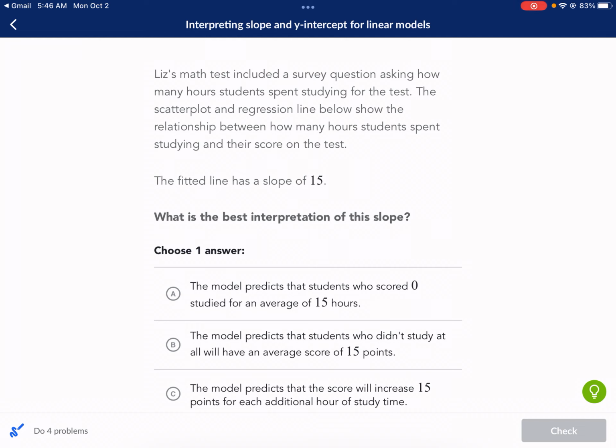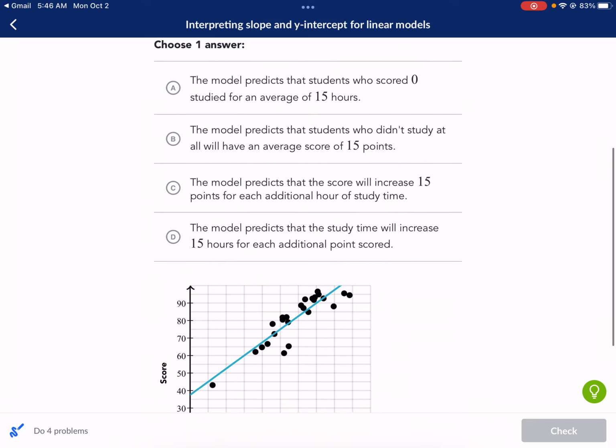Liz's math test included a survey question asking how many hours students spent studying for the test. The scatter plot and regression line below show the relationship between how many hours students spent studying and their score on the test. The fitted line has a slope of 15. What is the best interpretation of this slope?